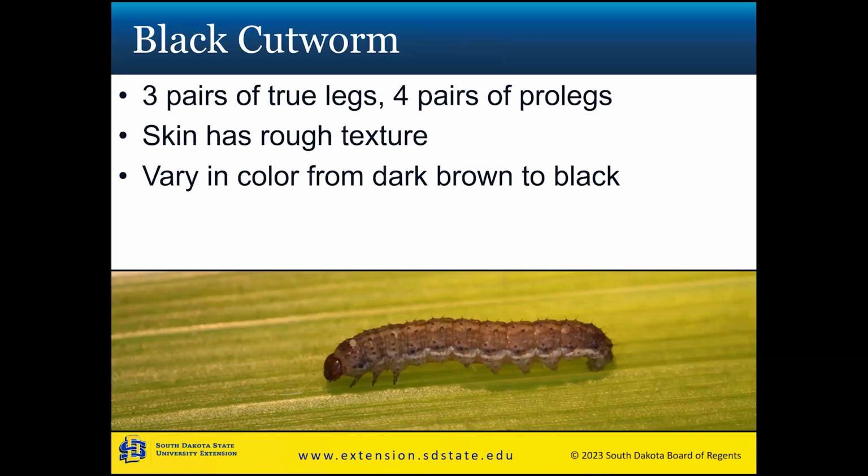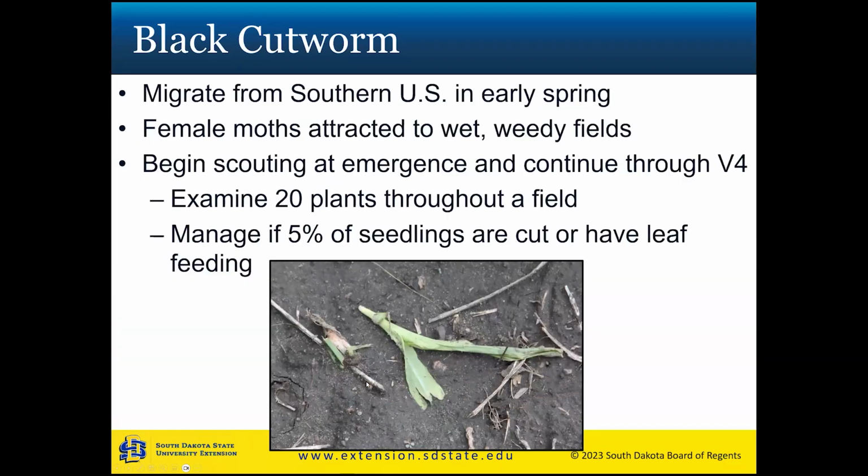Another insect that we have pop up about every year to some extent is black cutworm. The caterpillars get the name because they're dark in color. They kind of look rough. The big thing with these is that they cut plants. That's where they get their name, cutworm. They don't start out in South Dakota. They migrate from the southern US every year. Female moths are attracted to wet and weedy fields.